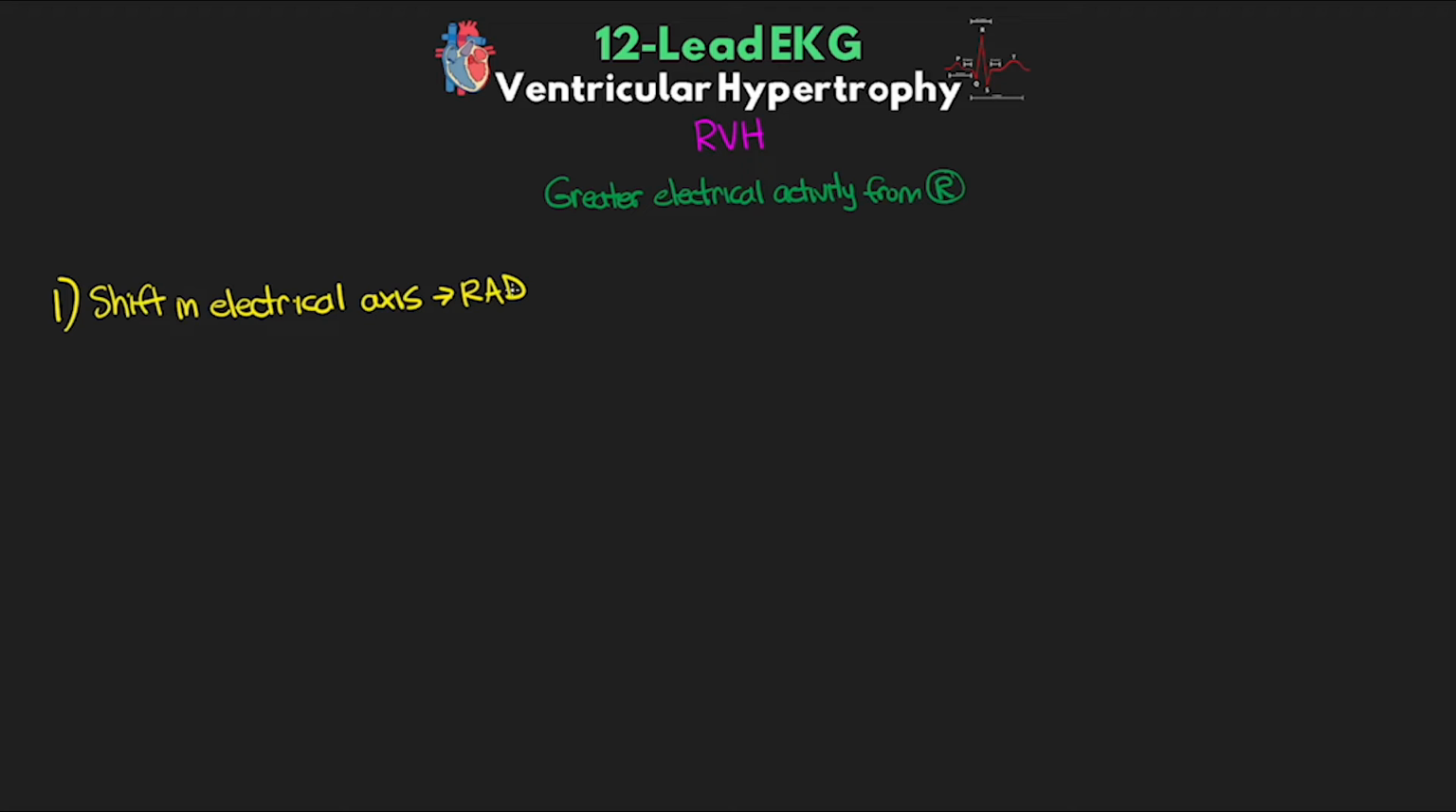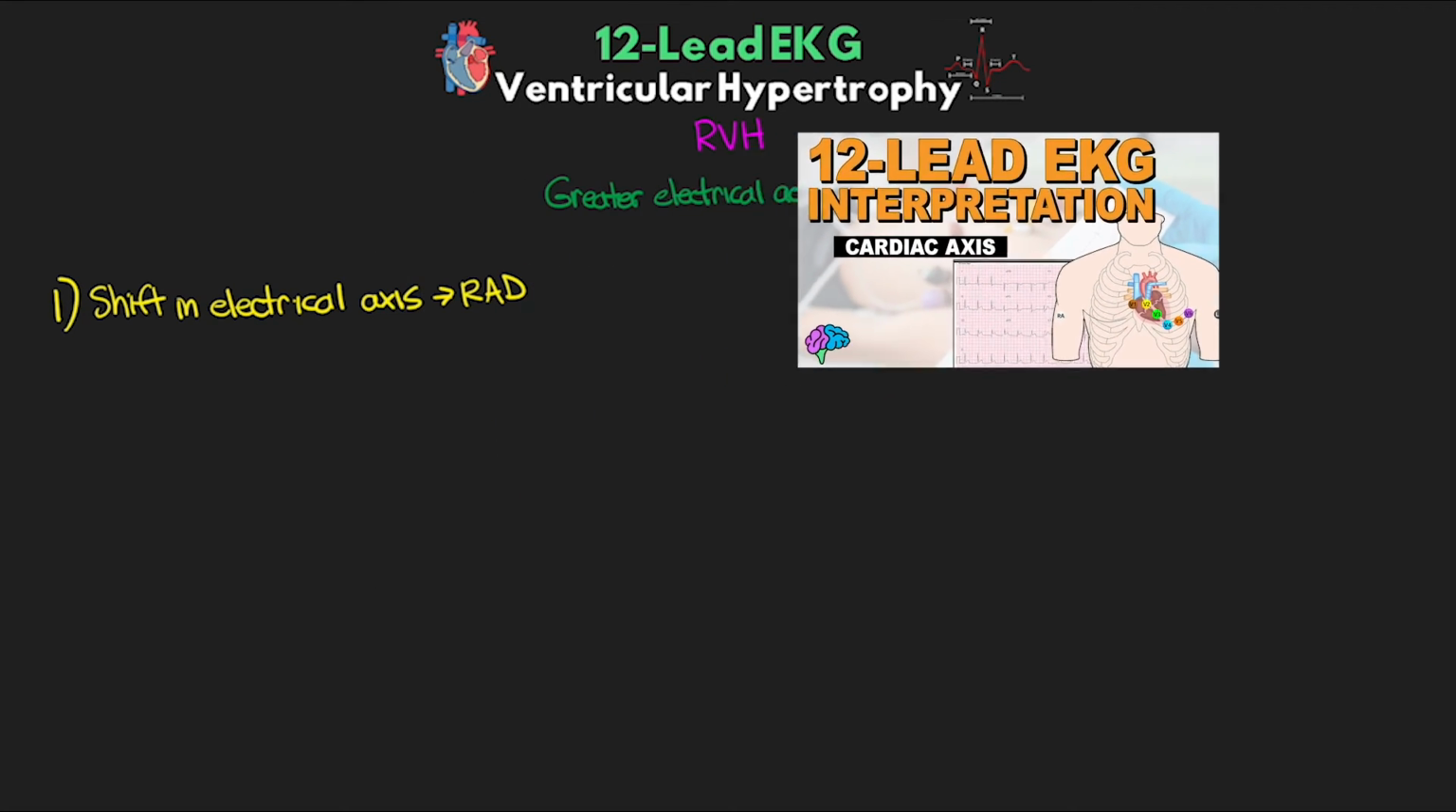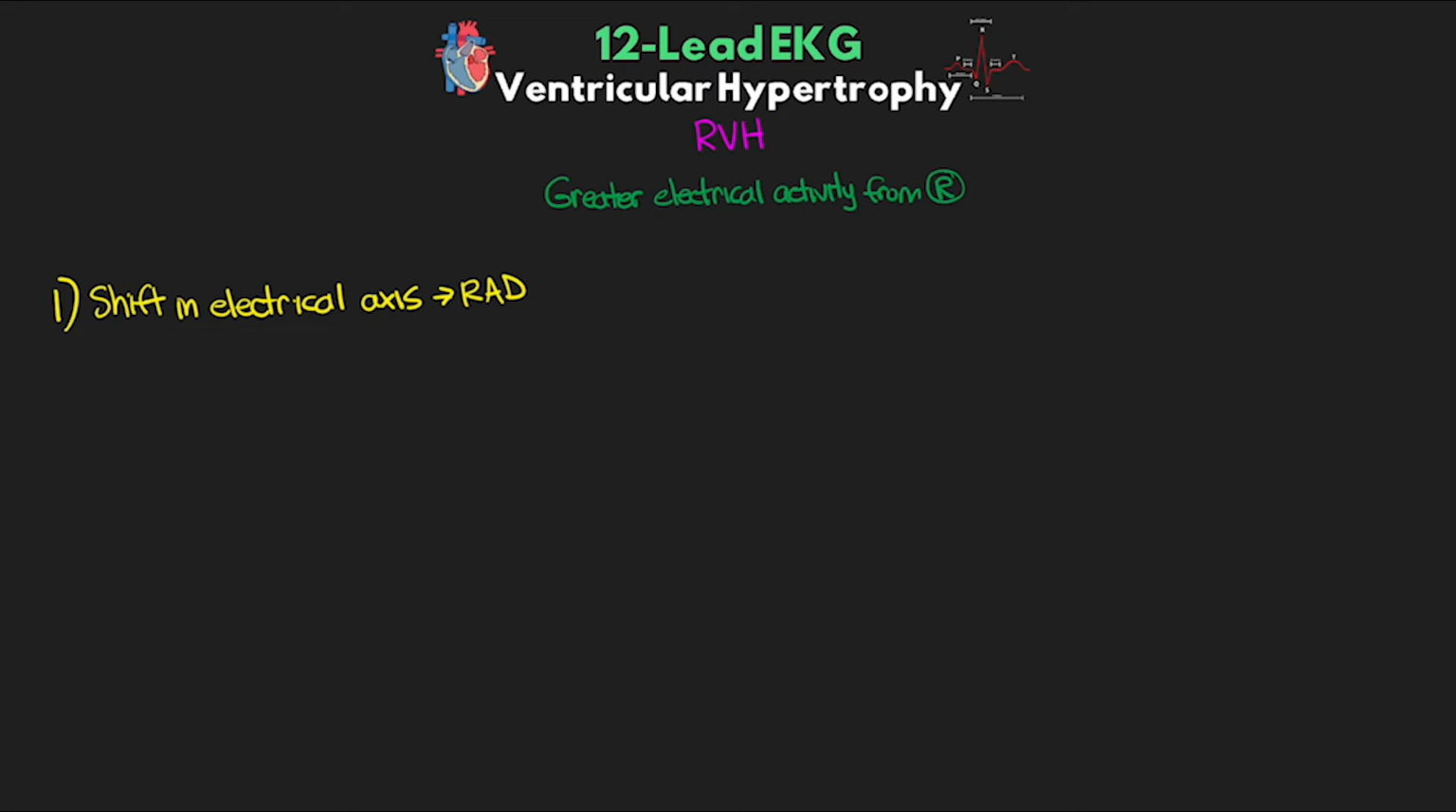I'm not going to cover that here, so I'm going to link to a lesson up above on axis deviation if you do need a refresher on that. But then for the next criteria, once we have that, we need to take a look at V1. So we want to start off comparing our R to S ratio and checking if it's greater than 1.